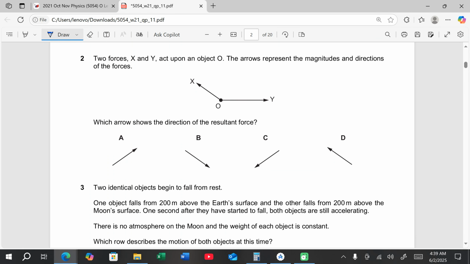Two forces, x and y, act upon an object, with arrows. Which arrow shows the resultant force? Now you will apply the head-to-tail rule for this. So for head to tail, I'm going to take this vector to this side, and the resultant will be like this, and the direction will be like this. So this is this arrow.